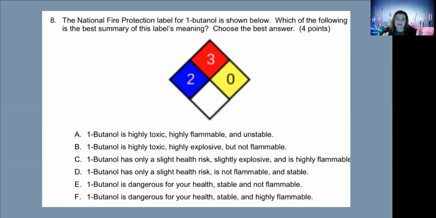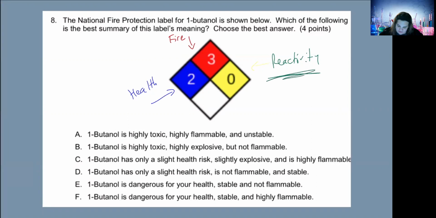So when we're looking at this, we know that blue is health. We know that red is fire or flammability, right? And yellow, that guy, which isn't really showing up, so I'll write it in green, that's reactivity. Okay, so right away, reactivity is 0. That tells us that it's pretty stable, right? It's not going to be reactive. Okay, start with the easier numbers. So it's not going to be reactive.